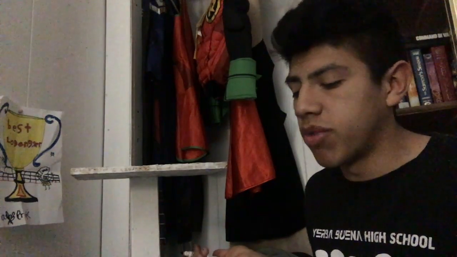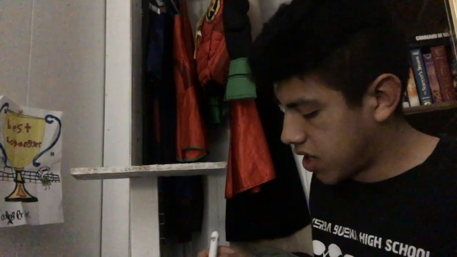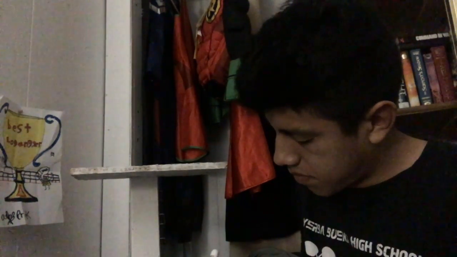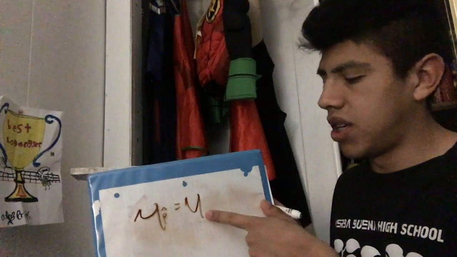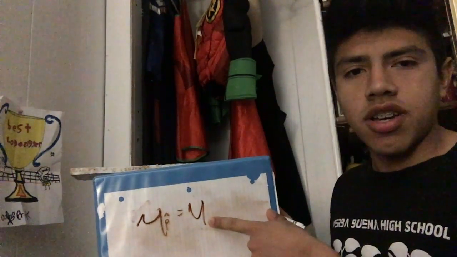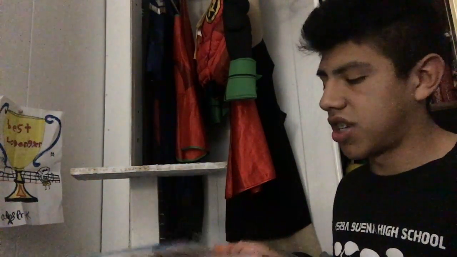So you're going to need to know the formula to find the mean and standard deviation. For the mean, it should be pretty simple. The mean of the sample proportion equals the mean for the population. It's not too hard.